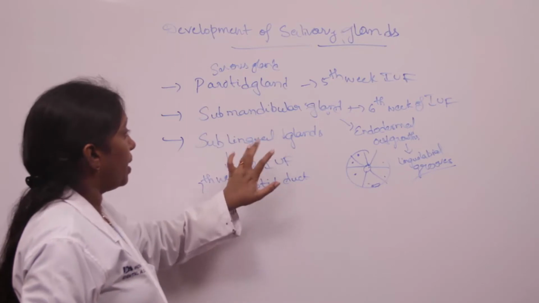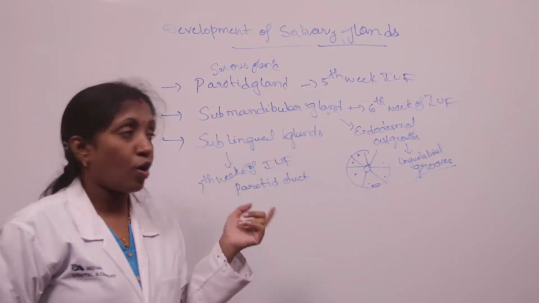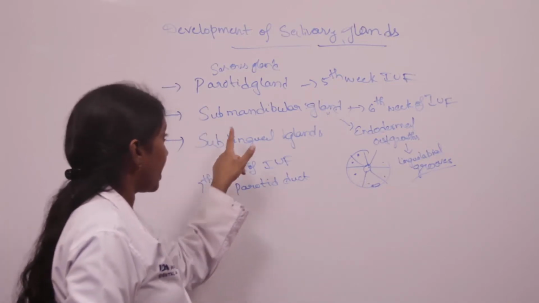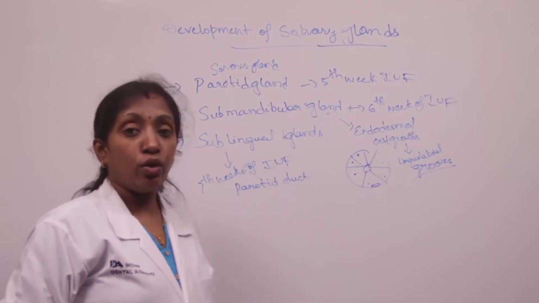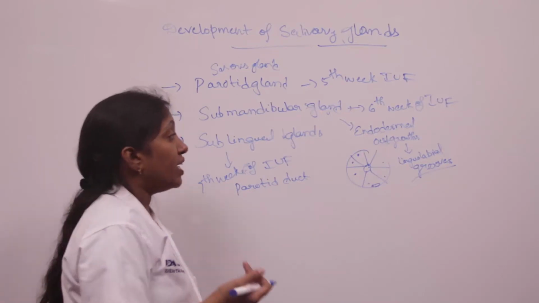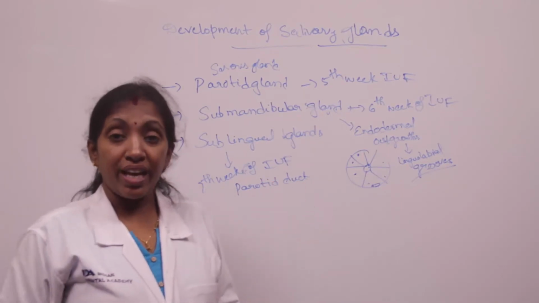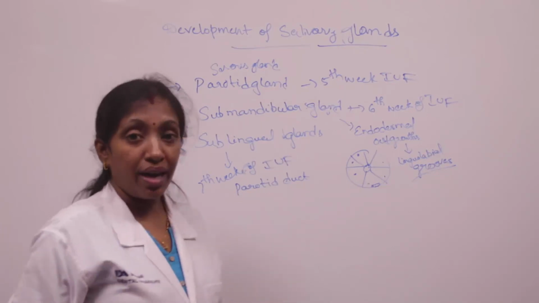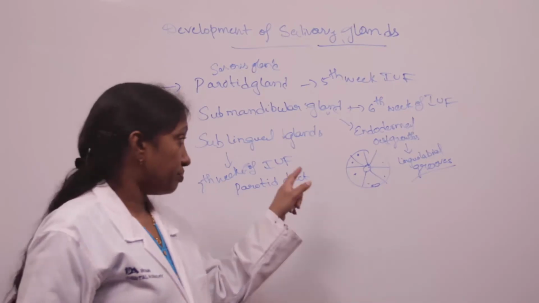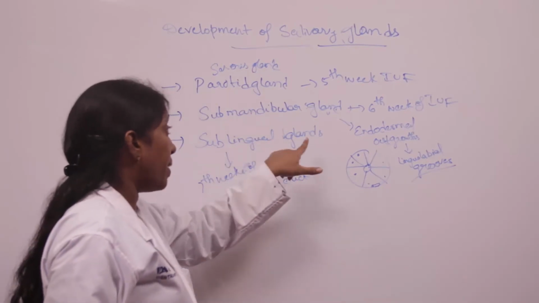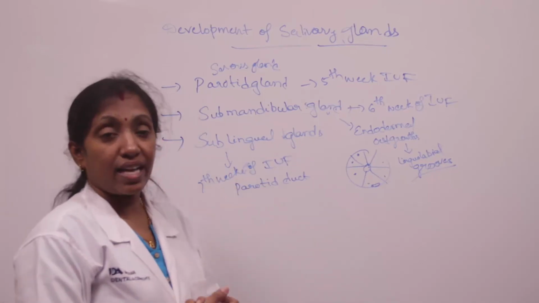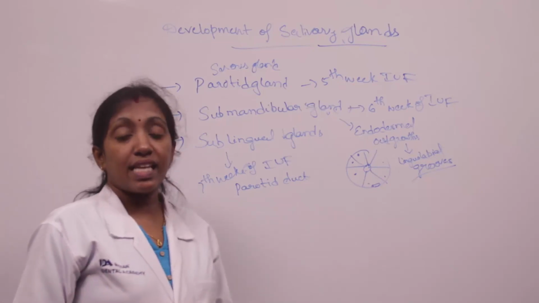So, parotid gland, submandibular and sublingual. Out of these, the parotid gland is ectodermal in origin, which develops during the 5th week of intrauterine life. And the submandibular and sublingual glands are endodermal in origin. They arise as endodermal outgrowths from the linguolabial groove. The sublingual glands arise from lateral outgrowths of the submandibular duct. So that's the development of salivary glands.